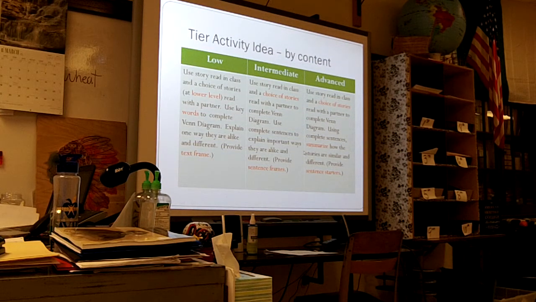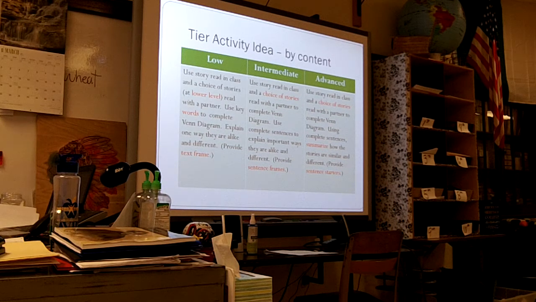So, what would this look like for content? Use a story read in class. Use words to complete the Venn diagram. So I give them the Venn diagram and I give them the words. If you've got an activity that you repeat, give them a Venn diagram on a magnet and give them the words, and they can move the words around. Or a dry erase board, they can erase it on the board. Okay? Have them do something very basic. Explain one way things are alike and one way that they are different. They don't have to use complete sentences necessarily. You're just asking them to do that comparison piece. That's a higher level thinking skill.